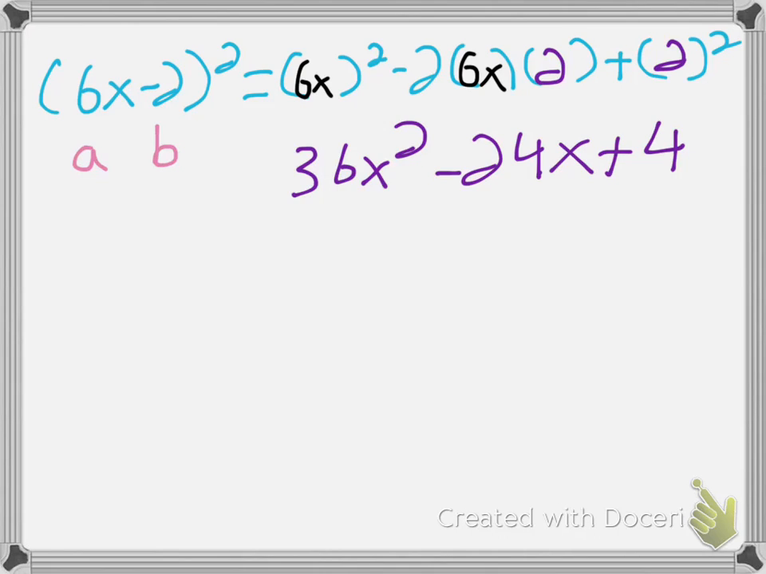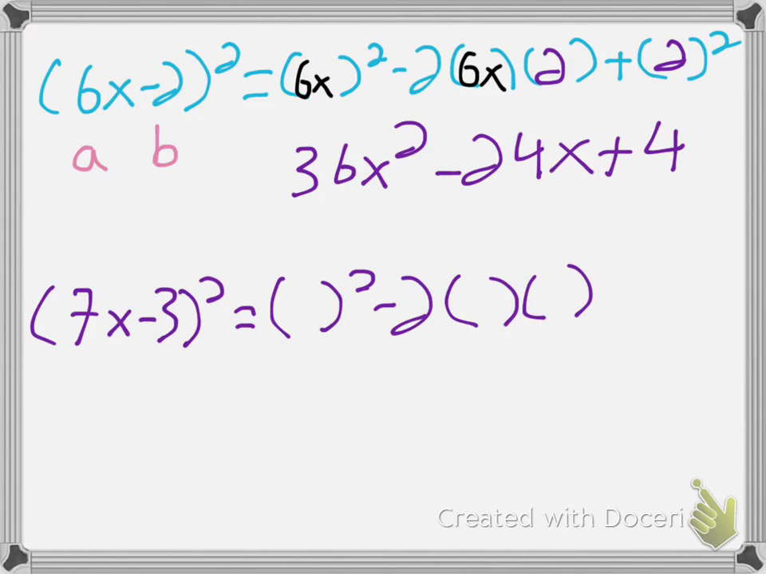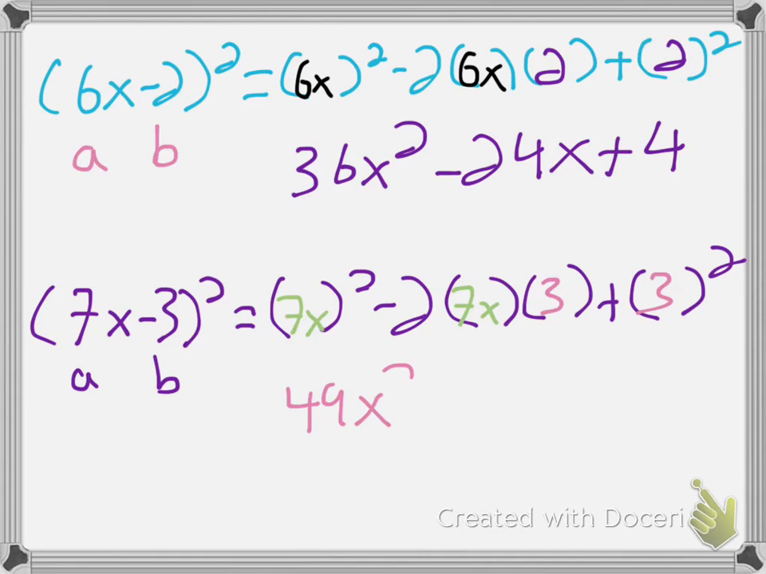Last thing I want to see, let's do one more of these. (7x minus 3) squared. So parentheses squared minus 2. Okay, now this is my a, this is my b. So 7x, 7x, 3, 3. I'm just doing it in color so you really see the structure. So we have 49x squared minus 21 times 2 is 42x plus 9.